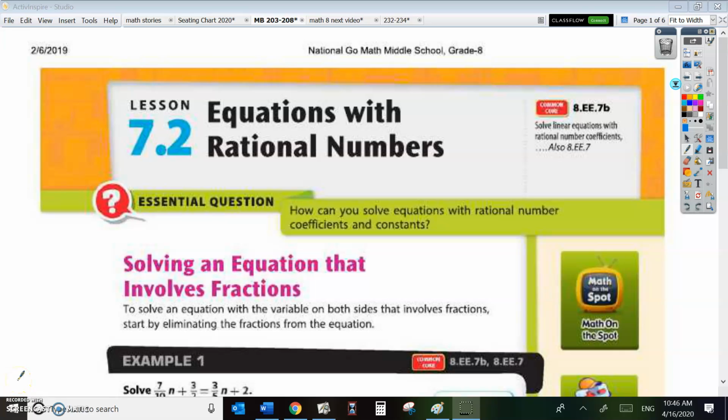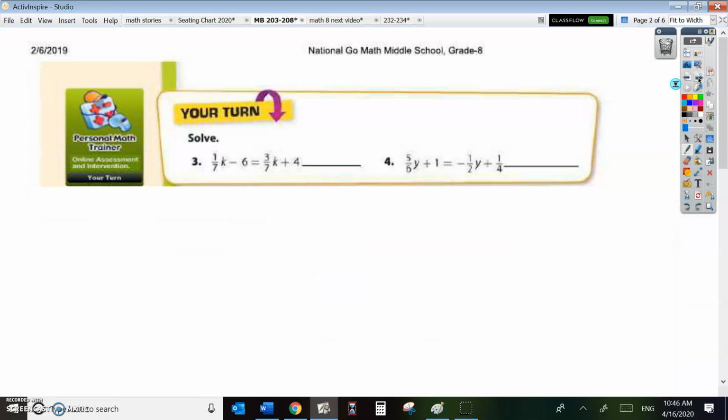We're doing equations with rational numbers part 2. So I'll show you some more example problems, and then you will have some problems that you'll have to do on your own. 1 over 7k minus 6 equals 3 over 7k plus 4.